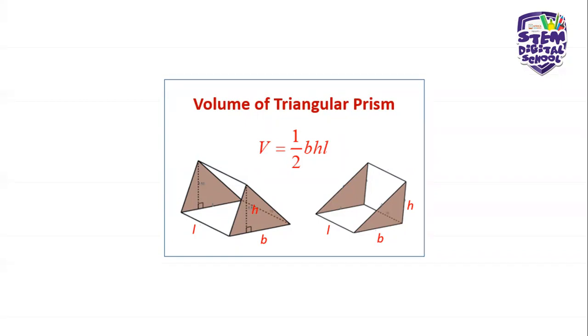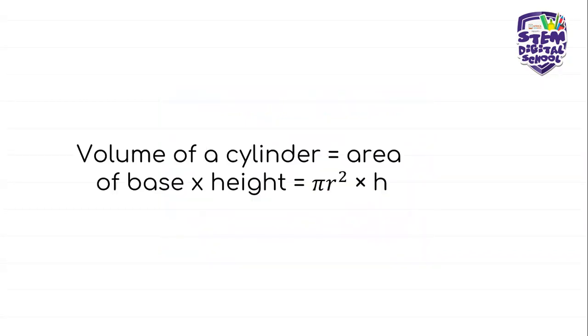Now, I'm defining now the volume of a cylinder. Remember that we have already defined the actual volume. What is the meaning of volume? We said that the volume is the amount of space that a 3D object occupies.